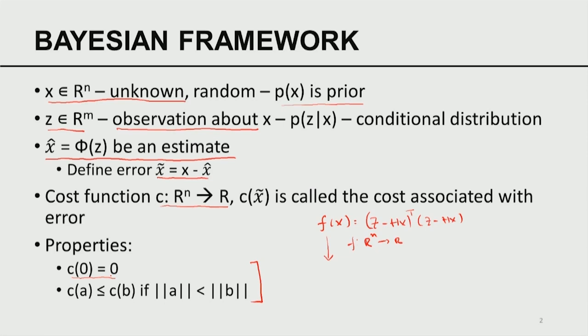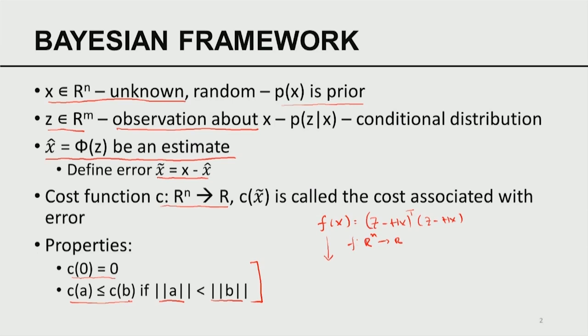So you can think of 0 as being the minimum of the cost. When there is no error, there should be no cost associated with it. There should be no penalty associated with it. Secondly, if a is a vector, b is a vector, if the norm of a is less than the norm of b, c of a is less than c of b.